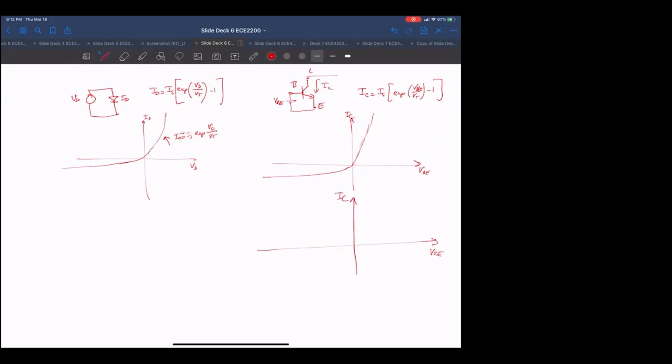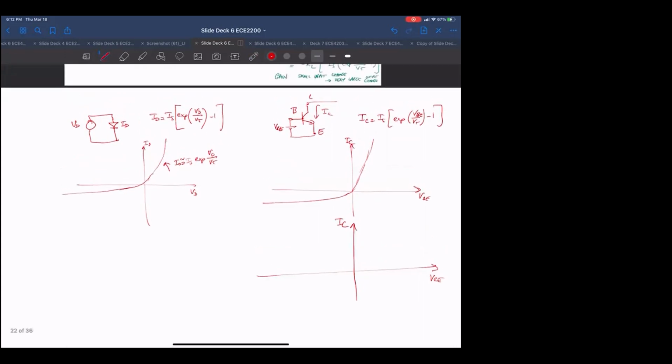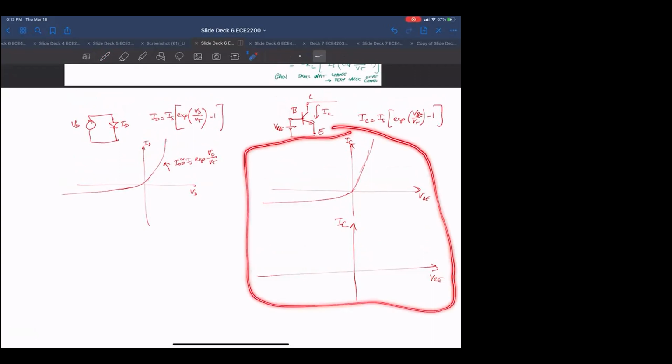Because the thing is, it should be a 3-dimensional graph, because when you think about it, you could simultaneously vary the collector, the base could vary, and I sub C would vary. So you have basically a three-dimensional graph. But we're only dealing with two-dimensional graphs.